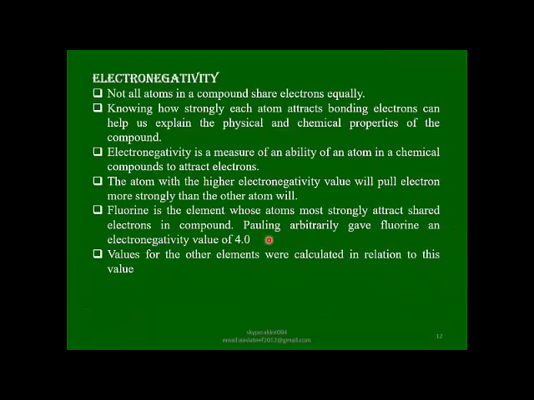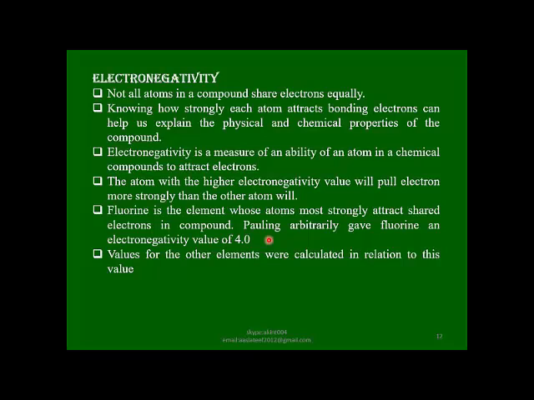So electronegativity now. It is the willingness, the ease at which electrons are added. How an atom can attract electrons. That is what is called electronegativity. Electronegativity is a measure of the ability of an atom in chemical compounds to attract electrons. The atom with the higher electronegativity value will pull electrons more strongly than the other atom will, because any atom that can pull electrons must have a high electronegativity. How easily can an element attract electrons? That is electronegativity.